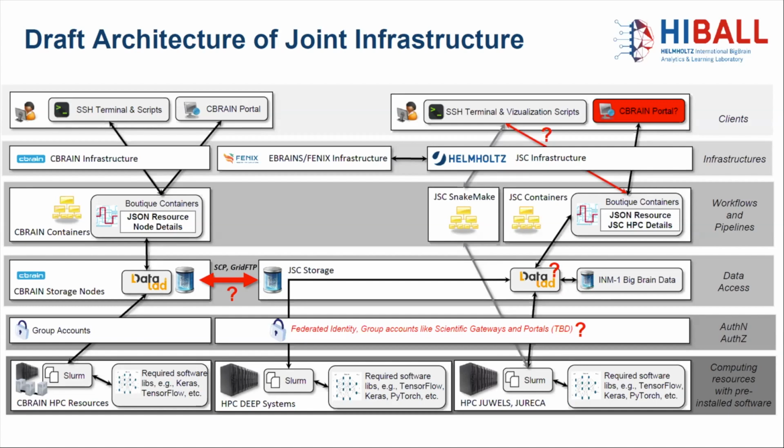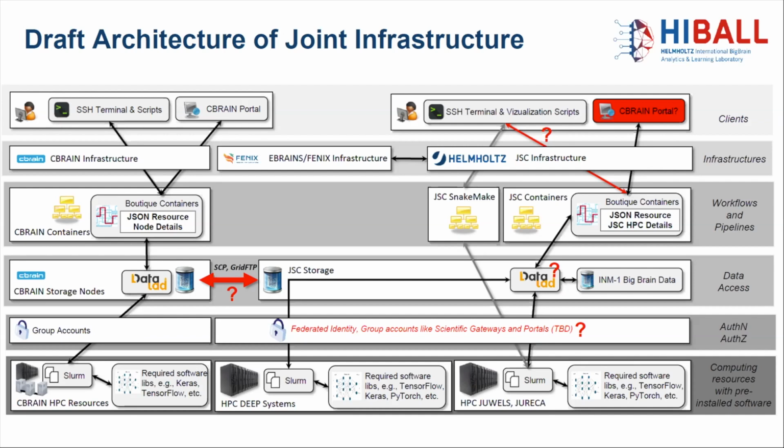They each have their own schedulers and the required tools for running the code, and access to these resources is via their own individual authentication protocols. But C-brain uses group accounts, and Jülich uses group accounts and federated identity.